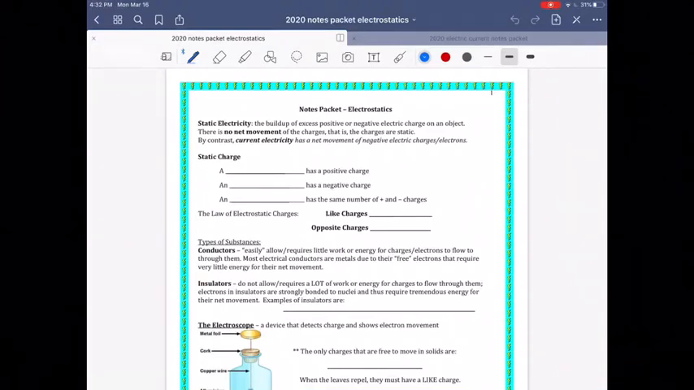All right, guys, so we're going to be starting our unit on electrostatics. This is the study of static electricity. Static electricity is not current electricity. These are charges that are not moving and they build up on objects.